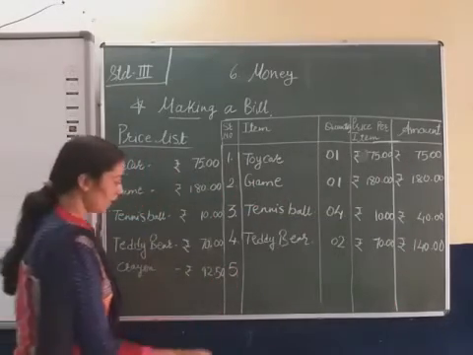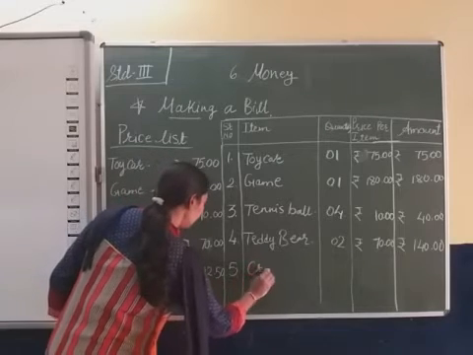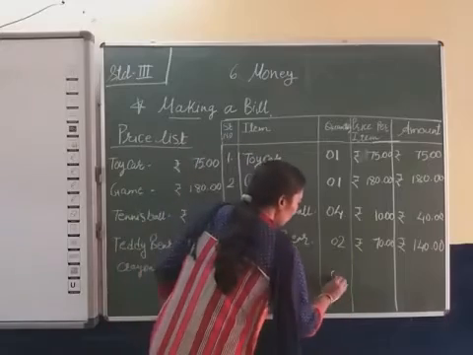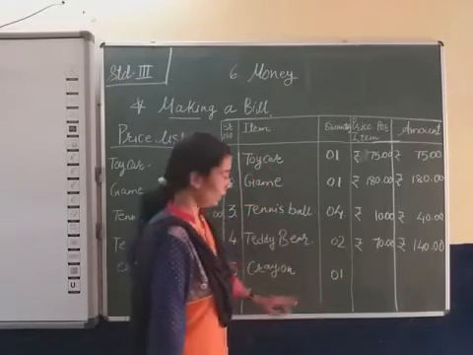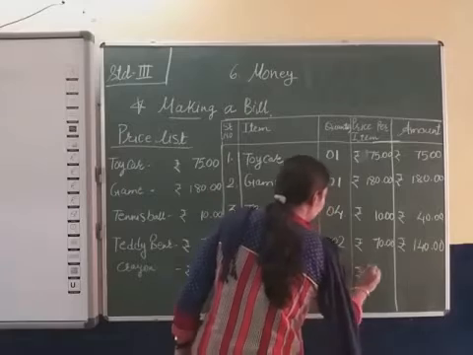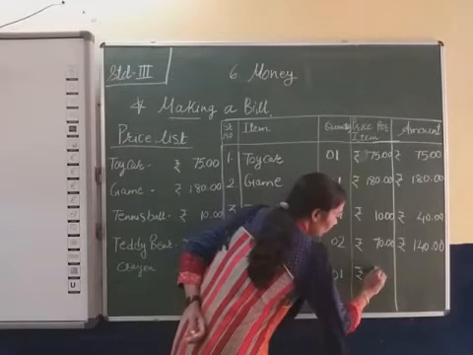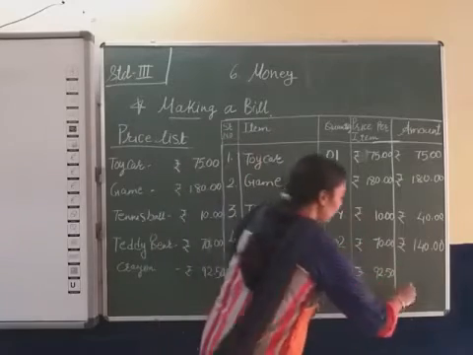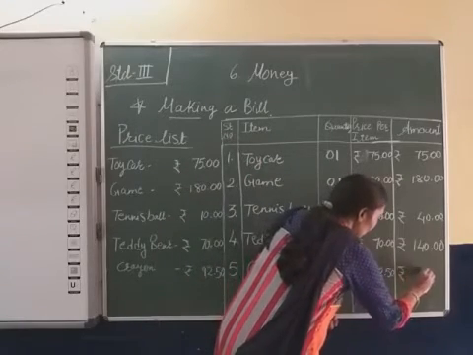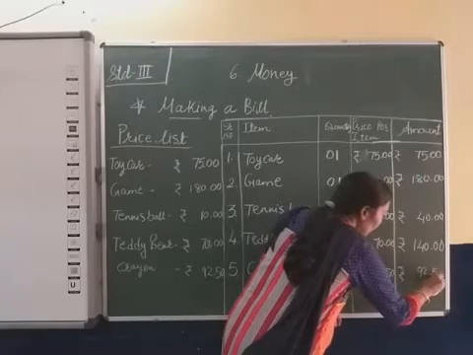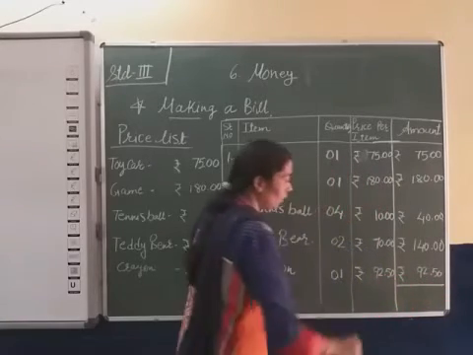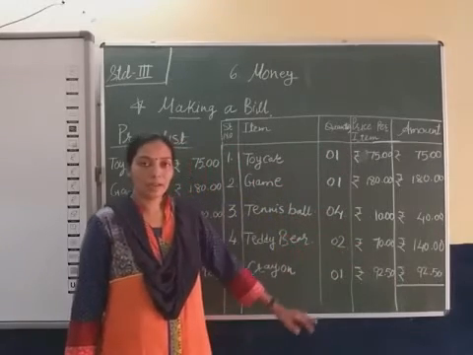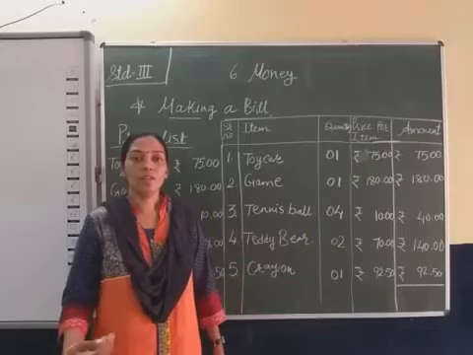Now the fifth item, crayons. I purchased only 1 pack. So 1 packet, 1 quantity, rupees 92.50 paisa. And its amount is also the same, 92.50 paisa. Now we have to add all these item amounts and find the final amount we have to pay.